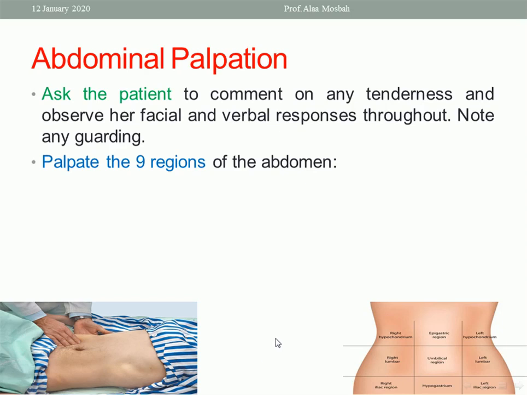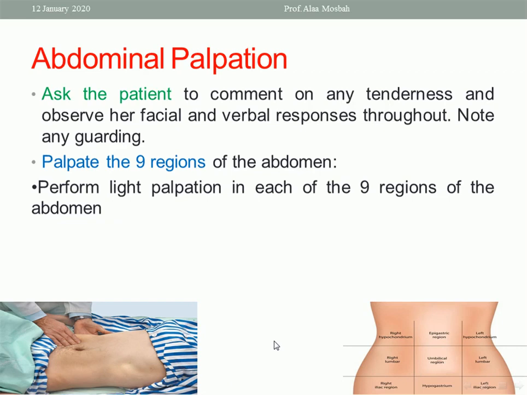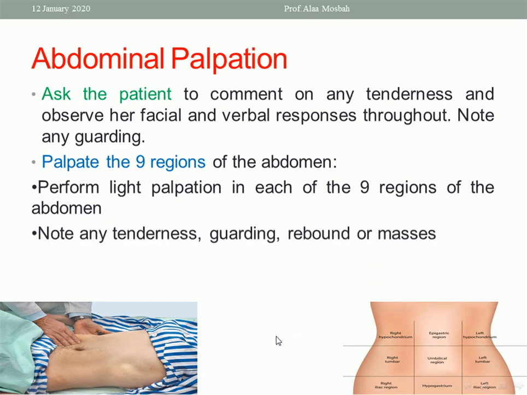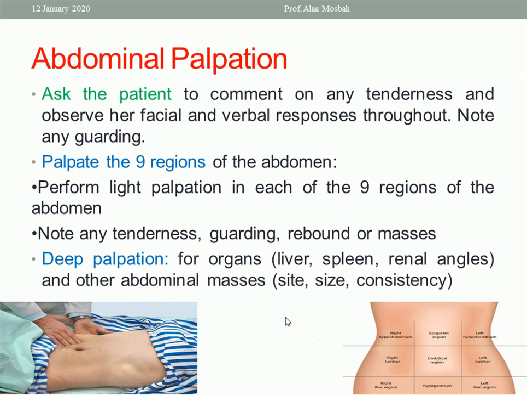First, superficial palpation for tenderness and rigidity and for feeling any superficial masses, and to find if there is guarding or rebound or tenderness. Then deep palpation for organs like liver, spleen, renal angle for kidney, or other abdominal mass.